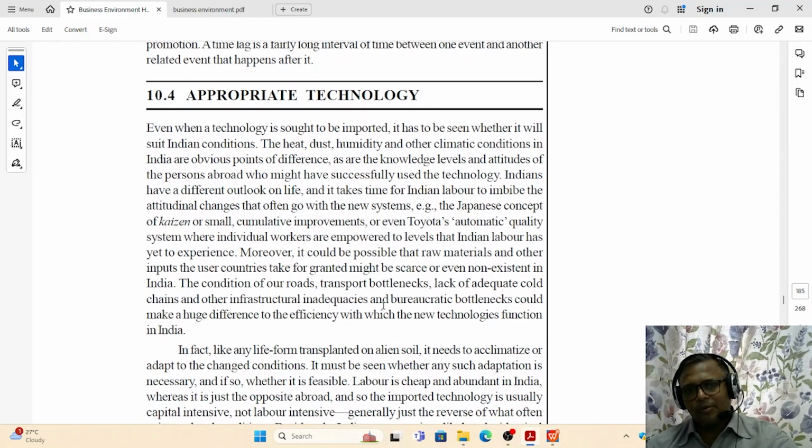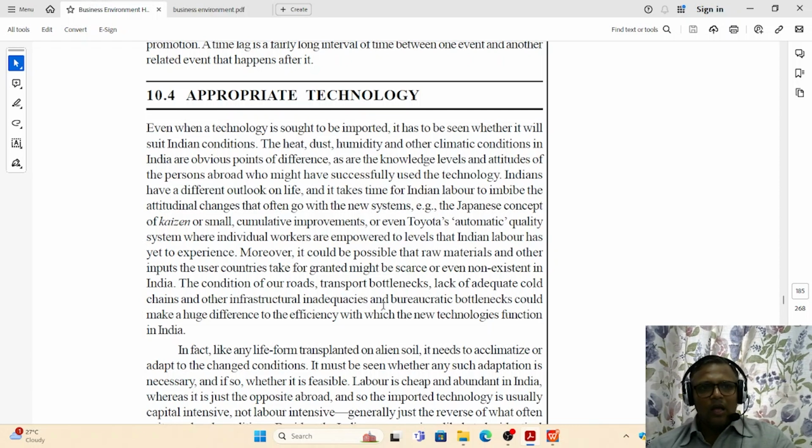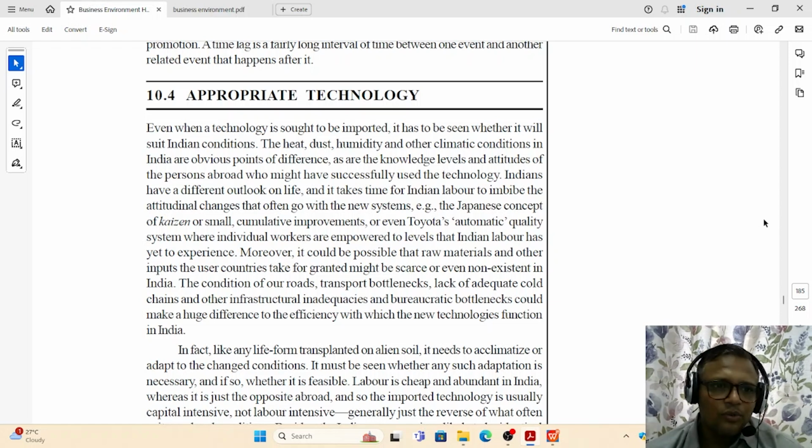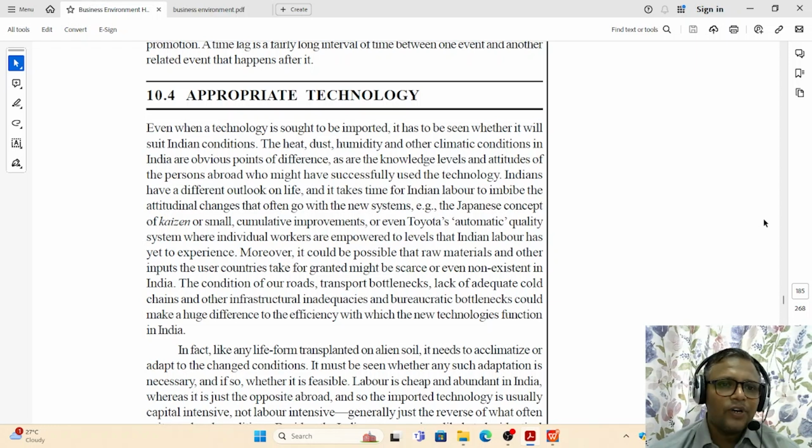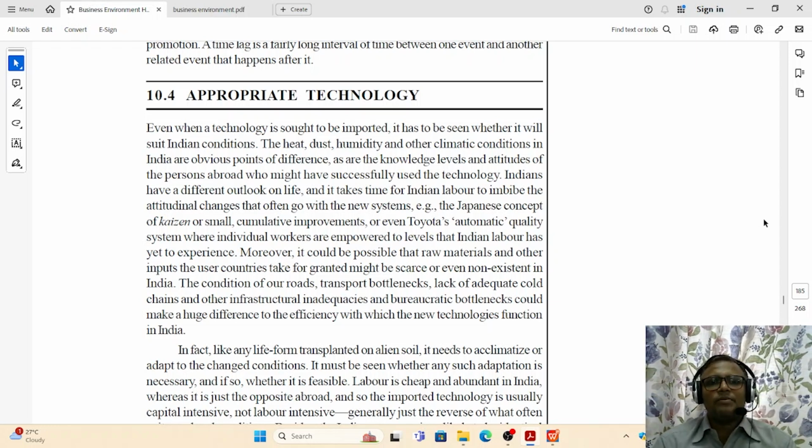Next is appropriate technology. Even when technology is sought to be imported, we need to see whether it suits Indian conditions. The heat, dust, humidity, and other climate conditions in India are obvious points of difference, as are the knowledge levels and attitudes of the persons abroad who might have successfully used this technology. Indians have a different outlook on life, and it is time for Indian labor to imbibe the attitudinal changes that often go with the new system.